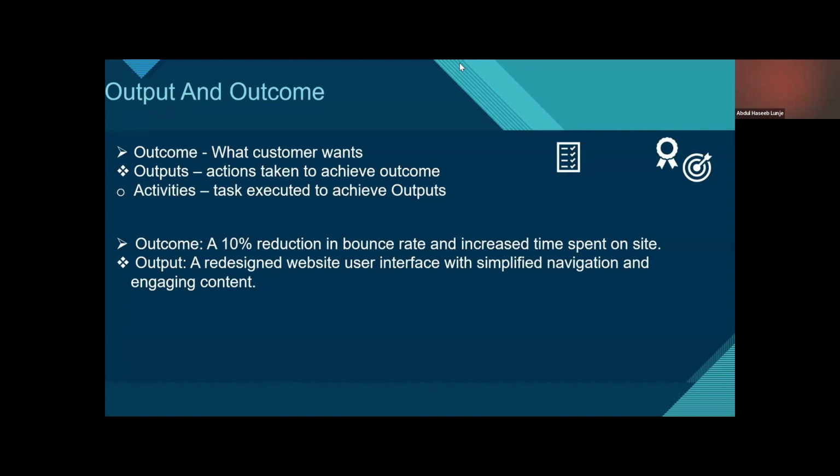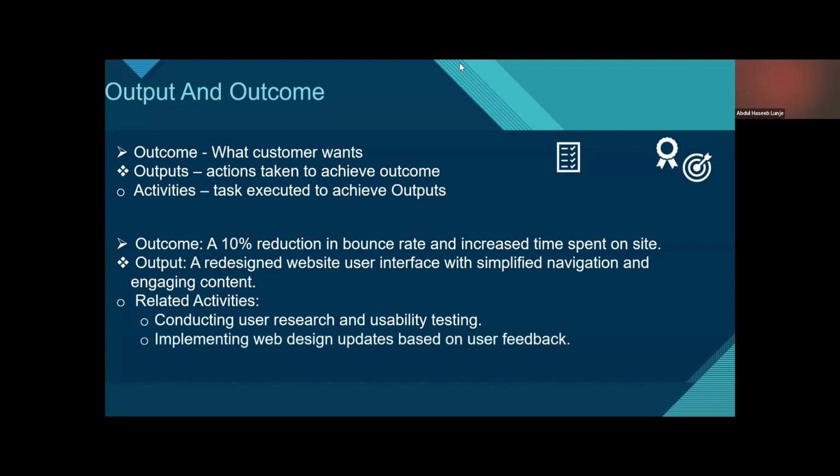And what are the related activities? Conducting user research and usability testing, implementing web design updates, analyzing the website analytics. So these are the high level activities, but we technical people always get confused between output, outcome, and activities. Either we technical people call output as outcome or activities as outcome, but that is not the case.